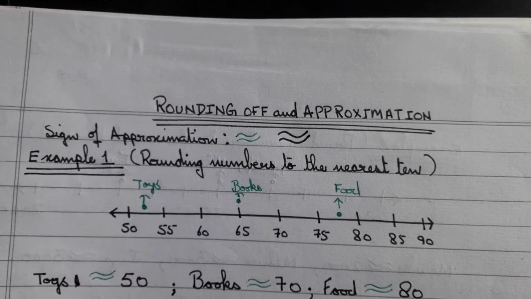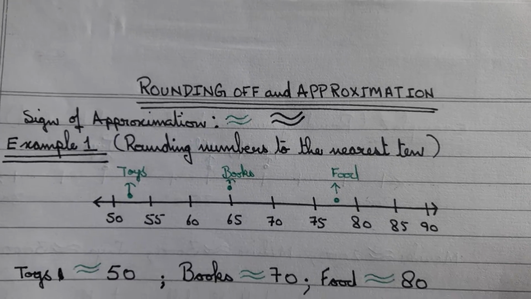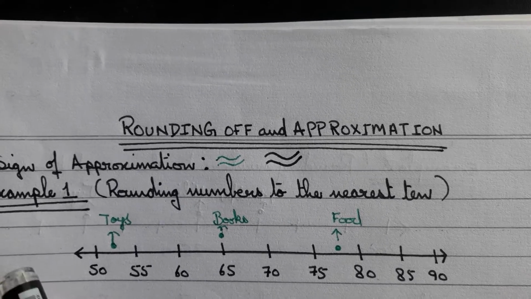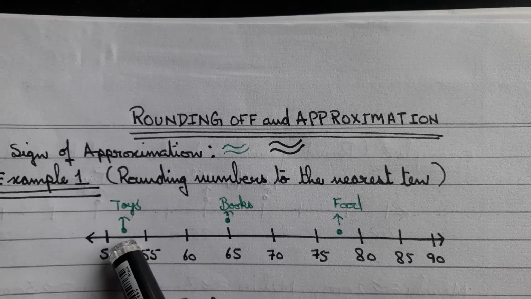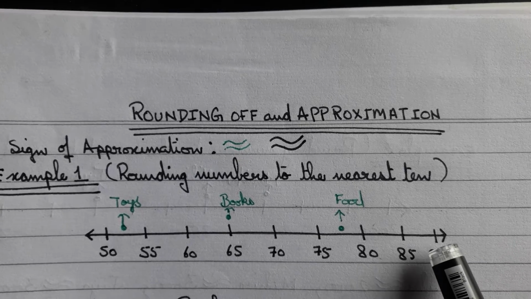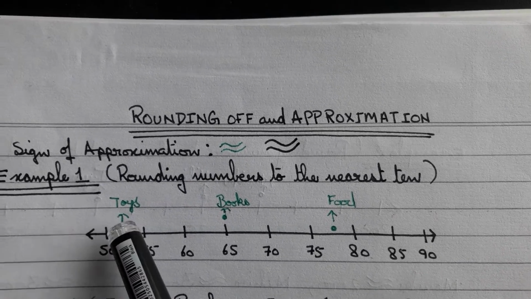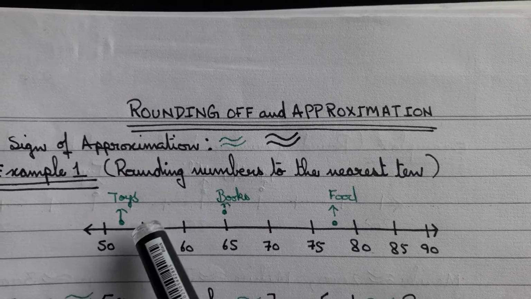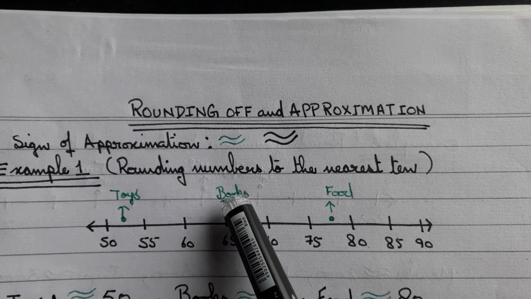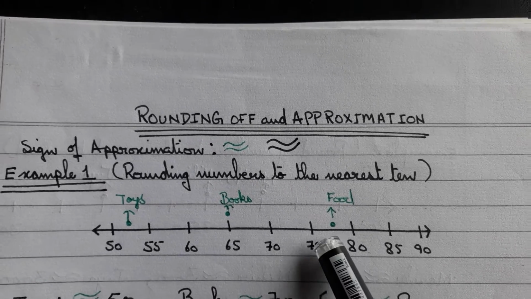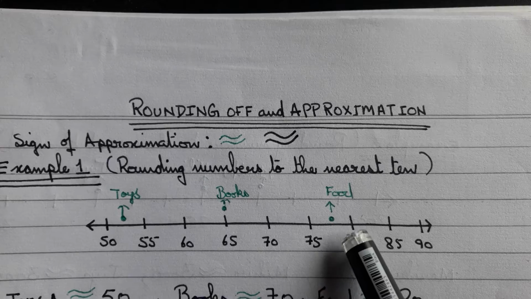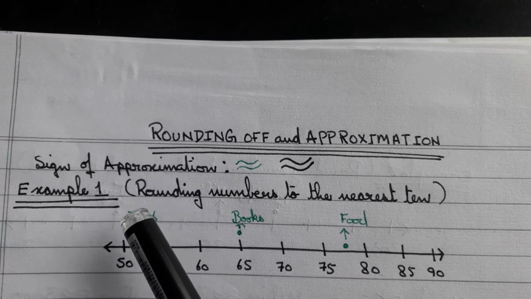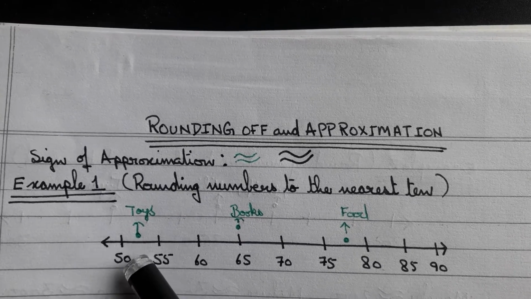Now let's look at how do we round off numbers to the nearest 10. You look at the first example, children. So there's a number line and the number line goes from 50 to 90 over here. All right. Toys between 50 and 55, right? So it must be 51, 52, something like that. Books are exactly at 65. Food again is between 75 and 80, right?